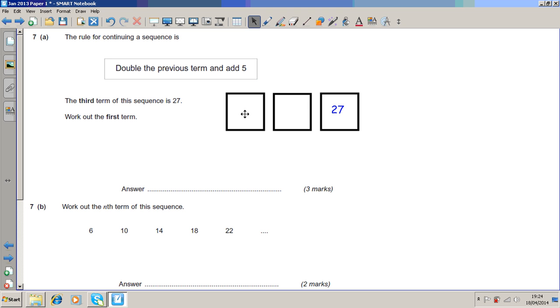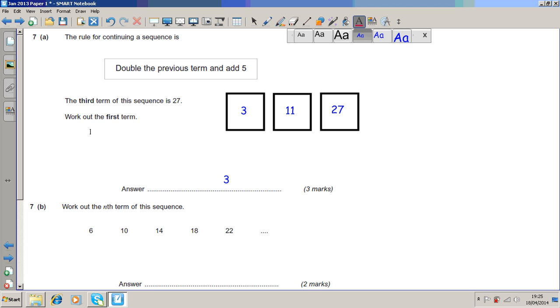So if we're going to go backwards, we need to do the opposite of that. So instead of doubling and adding 5, I'm going to take 5 off and halve it. Take 5 off 27 is 22, and then half it is 11. I can check that works because double that is 22, add 5 is 27. Take 5 off 11 is 6, and half of that is 3. And check to go back, 3 doubled is 6, add 5 is 11. So my first term is going to be the number 3.